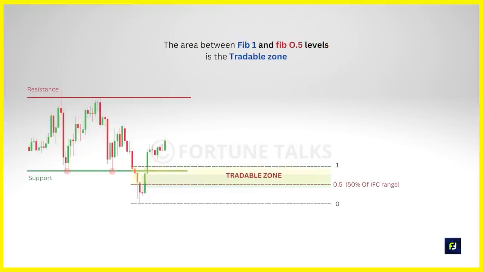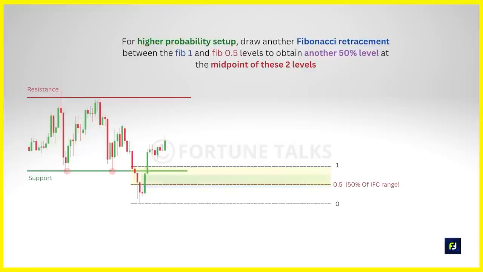As I have mentioned before, when price returns to this range after mitigating the imbalance, we will look for long trading opportunities from the Fib 1 or Fib 0.5 levels. If you want, you can also draw another Fibonacci retracement between the Fib 1 and Fib 0.5 levels to obtain another 50% level at the midpoint of these two levels, which will give a higher probability that your buy limit orders will get executed, and this intermediate level will provide a better risk to reward than the Fib 100% level.